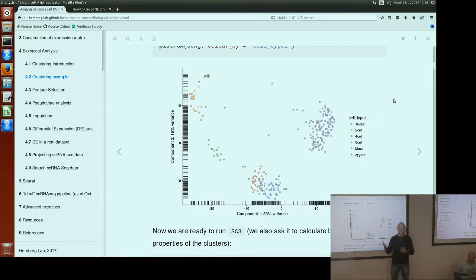In your real data set, you won't plot these plots in the beginning. You first will do clustering. It will find your clusters, and then you will try to label the clusters based on the genes that are meaningful, more abundant in those clusters. So you would go in from a different direction. Here we start with this because we know the ground truth.